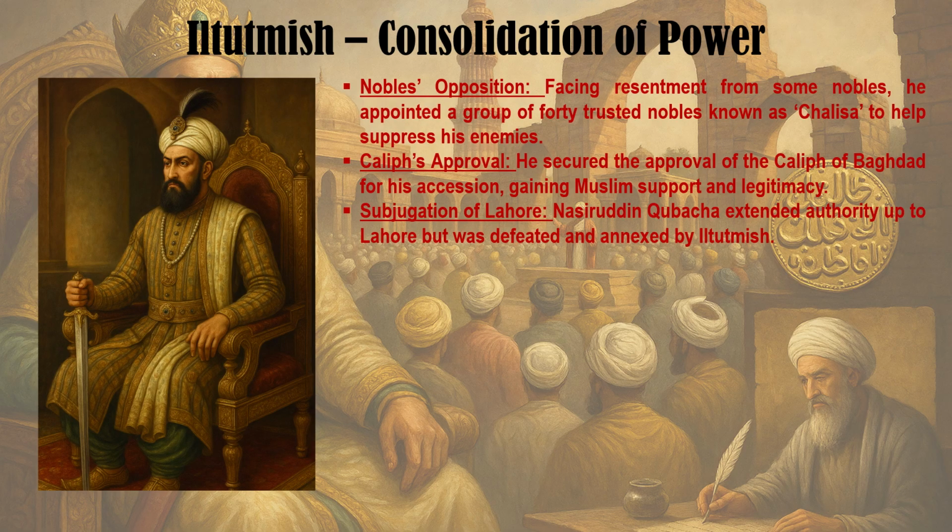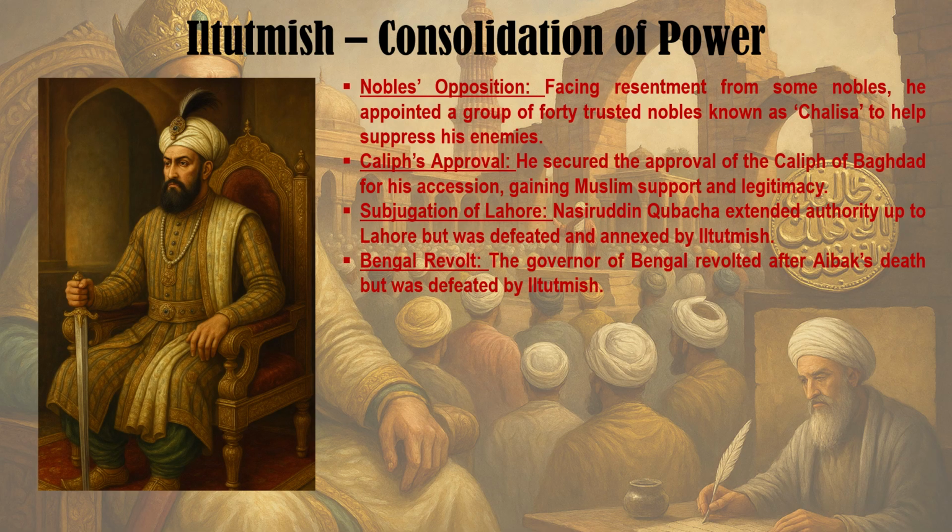Nasiruddin Quabacha extended authority up to Lahore but was defeated and annexed by Iltutmish. So this was a person who reached up to Lahore and was challenging Iltutmish, but Iltutmish defeated him and annexed his territories. The governor of Bengal revolted after Aibak's death but was defeated by Iltutmish. So he quenched the Bengal revolt also, where the governor revolted.